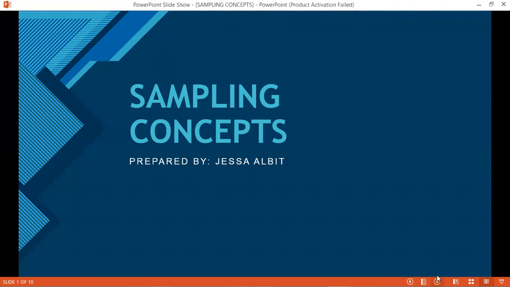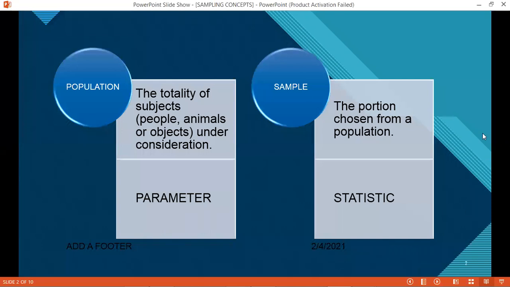Now, we have this word population. Population is the totality of subjects like people, animals, or objects under consideration. Now, what does it mean? Say population of Filipino, population in the Philippines. That is the totality of people in the Philippines. Another one, population of Mindanaoans, population of Tabuawenyo, parang ganon.